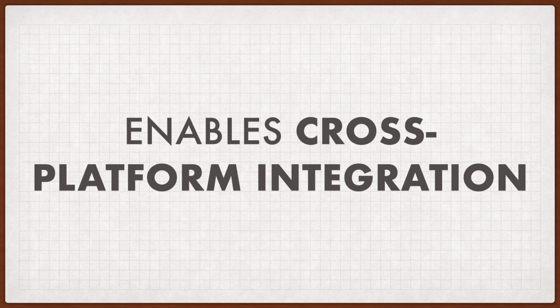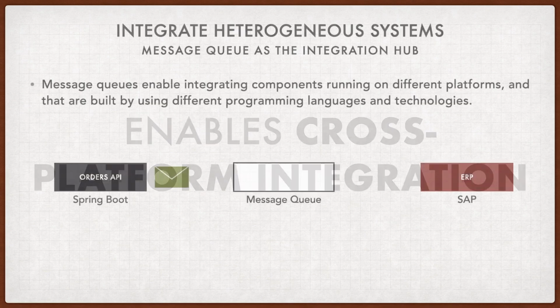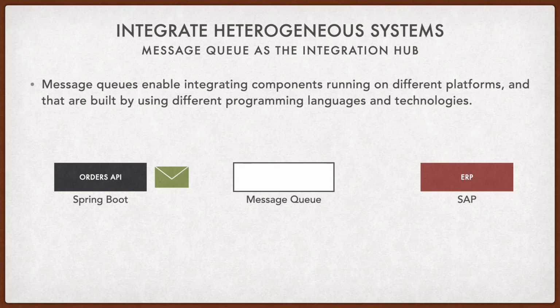A message queue can be used as an application integration hub as well. Message queues enable integrating components running on different platforms and that are built by using different programming languages and technologies. Based on the use case, you may implement an appropriate producer or consumer that conforms to a message format agreed upon. This will open the doors to many opportunities, including legacy application modernization, hybrid cloud integrations, and so on.